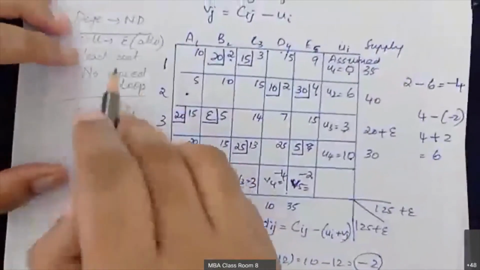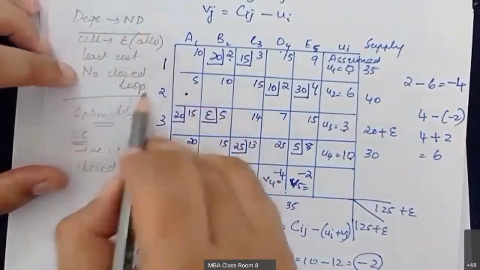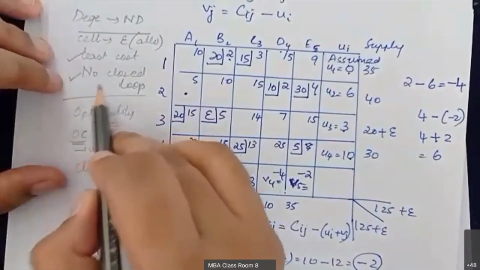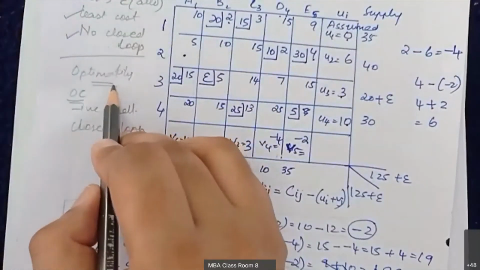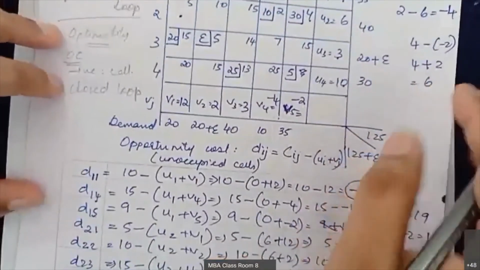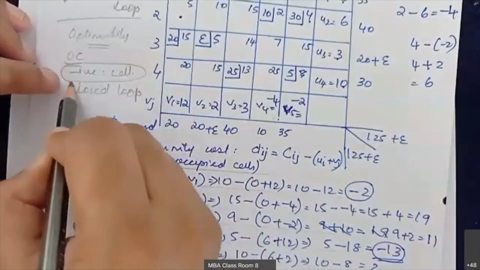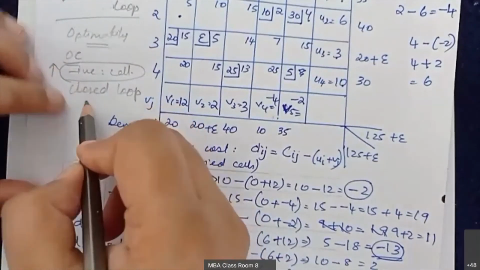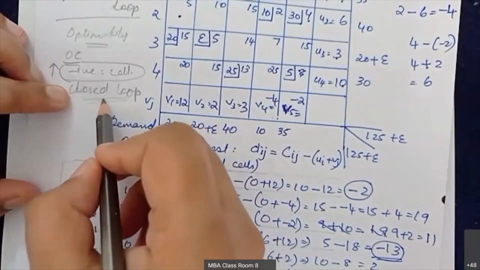So for changing the degeneracy problem into a non-degeneracy problem, we should check for a cell which is having least cost and no closed loop should be possible. But in the case of optimality, after applying the Modi method, we are checking for the opportunity cost. In that opportunity cost, we will check for the cell having the negative value. We will take the highest negative value. From that cell, we have to check whether we are able to get a closed loop. Closed loop is required in this case.